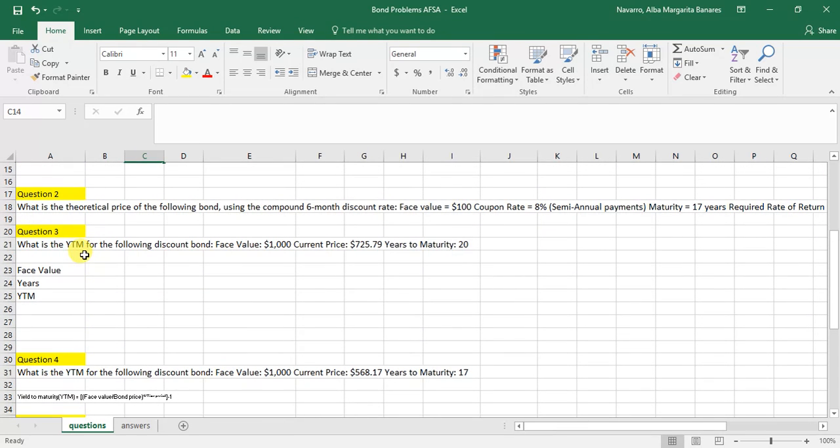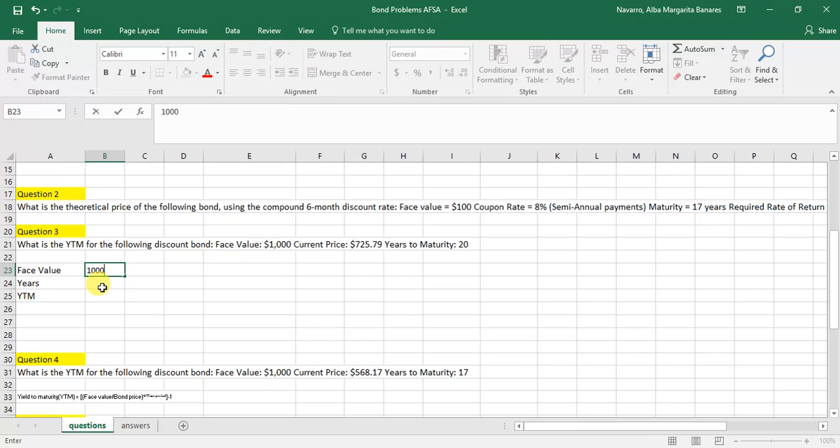Cool. So moving on to the next question. What is the YTM, or the rate, for the following discount bond? Face value of $1,000, current price $725.79 with 20 years to maturity. So in order to calculate this, you could use this formula. And this will give you the same answer as what I'm about to do, but I'll give you another way to do it just so you can double check.